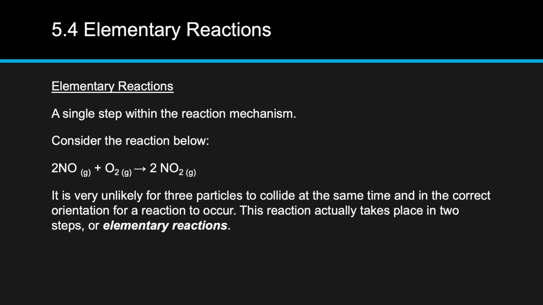An elementary reaction is a single step within an overall reaction mechanism. Although a balanced chemical equation may show multiple reactants colliding at once, it's extremely unlikely for 3 particles to collide simultaneously with the correct orientation and energy. So for example, if we look at the reaction 2NO plus O2 reacts to form 2NO2, it appears to involve 3 particles, but in reality, it occurs through multiple steps. Each step is called an elementary reaction involving 1 or 2 particles, which makes the process physically realistic and consistent with collision theory.